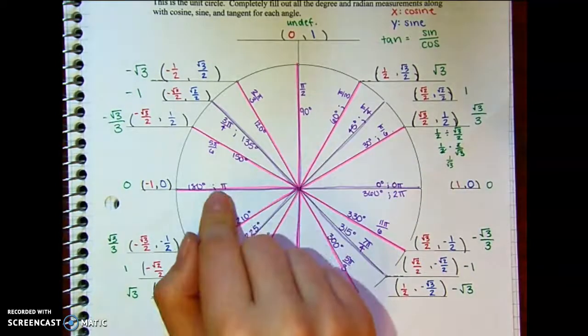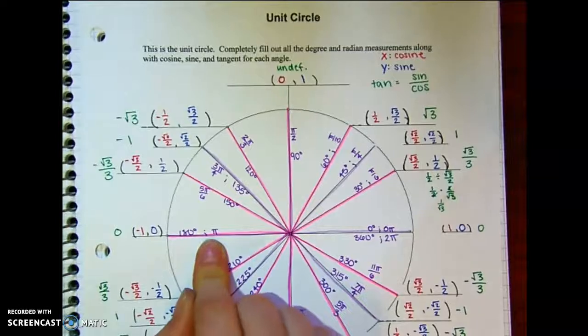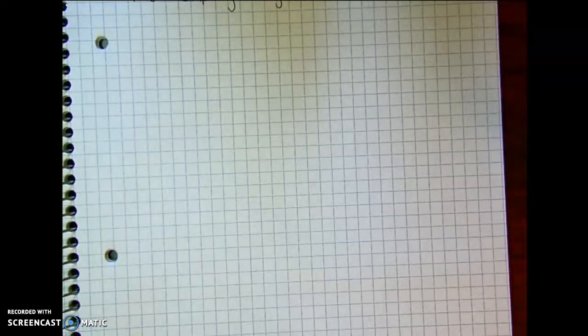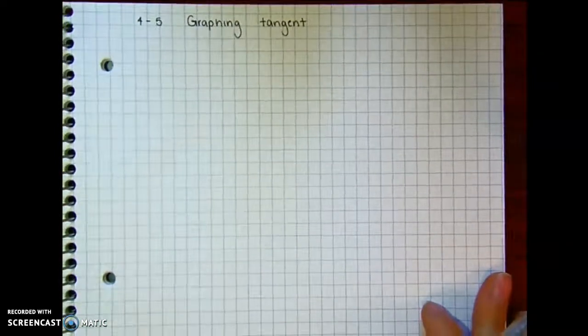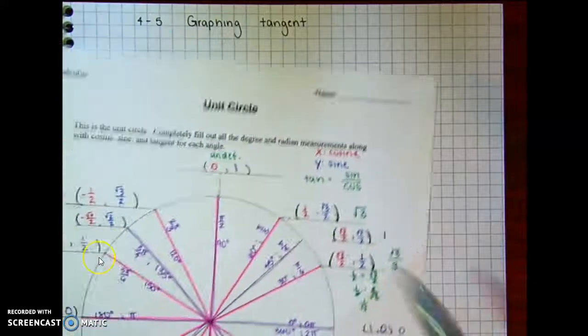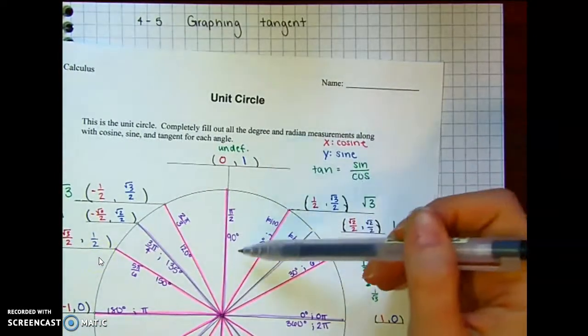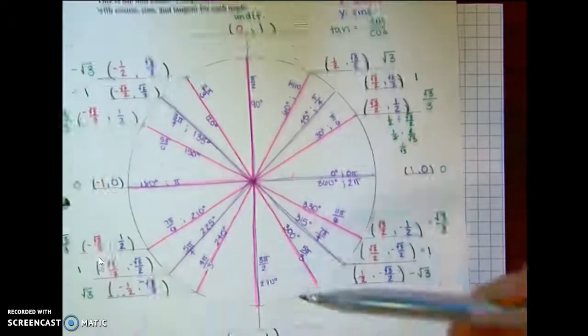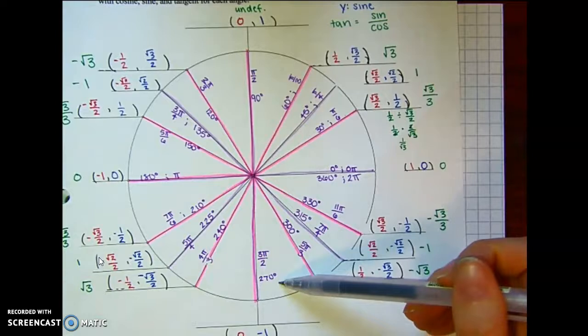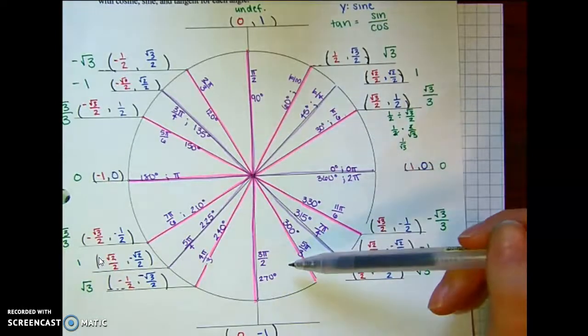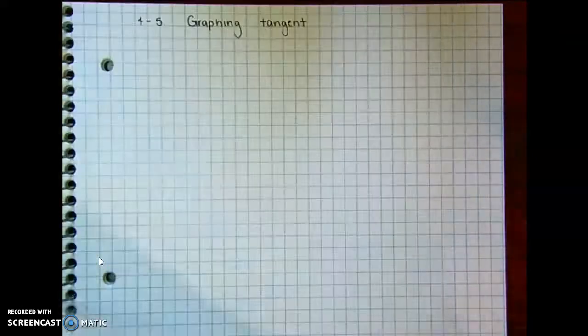So the period is shorter than sine or cosine, secant or cosecant. So when we're graphing tangent, that'll be slightly different. The other thing is it's undefined, right? So tangent is undefined at 90 degrees and 270. So that means that if it's undefined, it's going to have asymptotes.